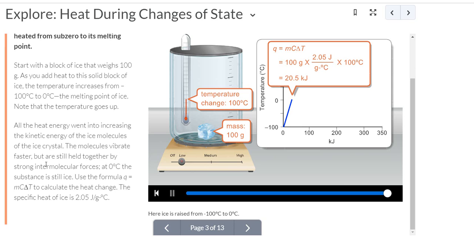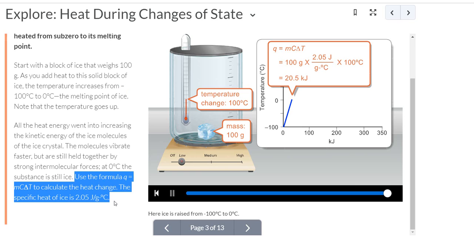So it started at minus 100 degrees Celsius, right? Here it is right here. We started at minus 100 degrees Celsius and we raised the temperature up to 0 degrees Celsius. So how much energy did that take? And right here we can do it. It says use our normal formula Q equals mc delta T to calculate the heat change. And then it gives us the specific heat of ice, which is our C in the equation. So all we have to do is plug in the numbers.